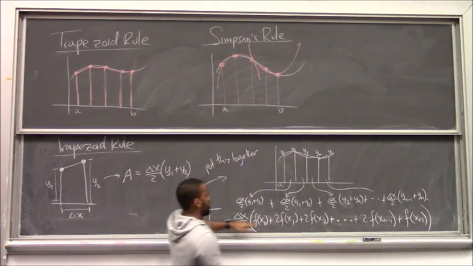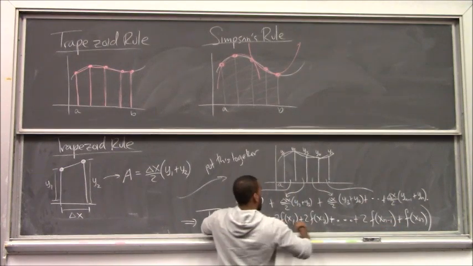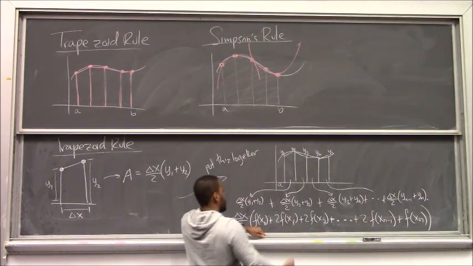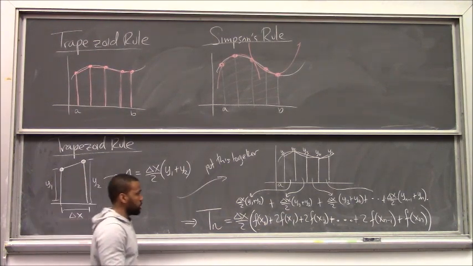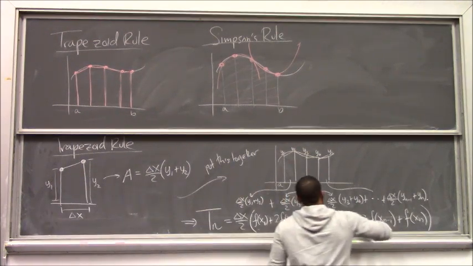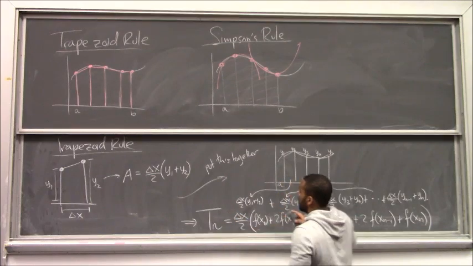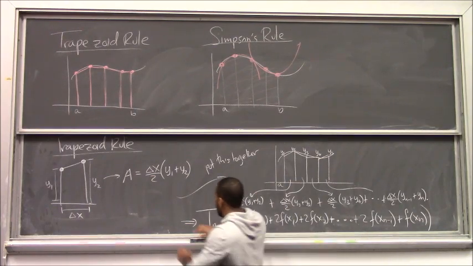So first and last y values stay the same. Double all intermediate y values. Multiply that by delta x over 2. That's your approximation using the trapezoid rule. Now the Simpson's rule is a little bit more complicated than that.